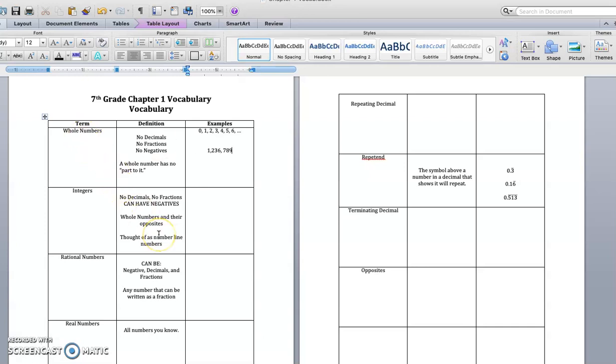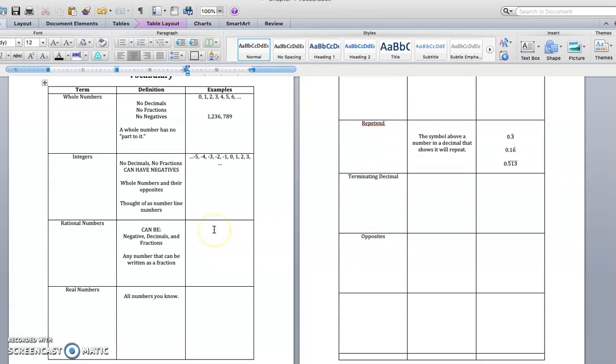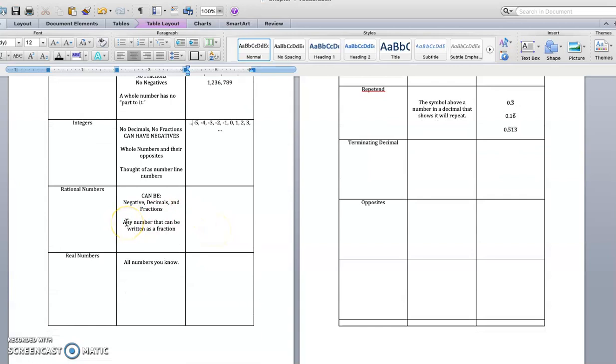Then we move into integers. Integers are like whole numbers and their opposites. So basically it's all of these numbers and negative numbers. A lot of times we think of them as the ones on the number line. We can still have no decimals or fractions here. So you would have -5, -4, -3, -2, -1, 0, 1, 2, 3. Those are still there. And I'm going to do a dot, dot, dot on that side because it would go on forever, both directions.